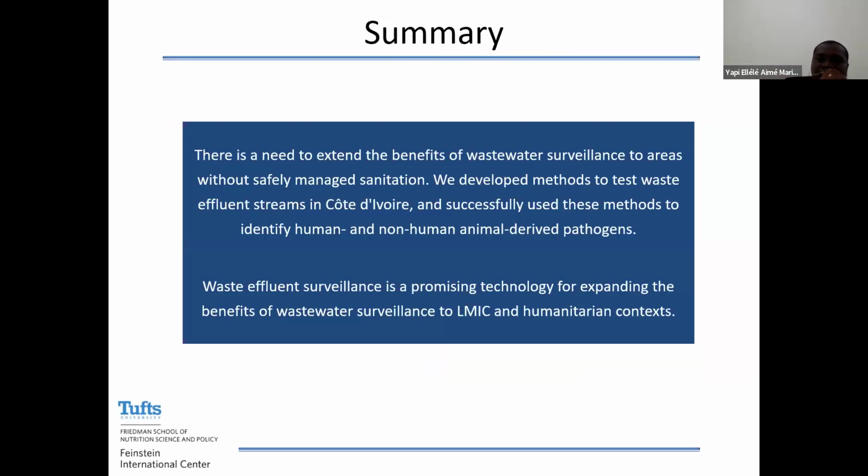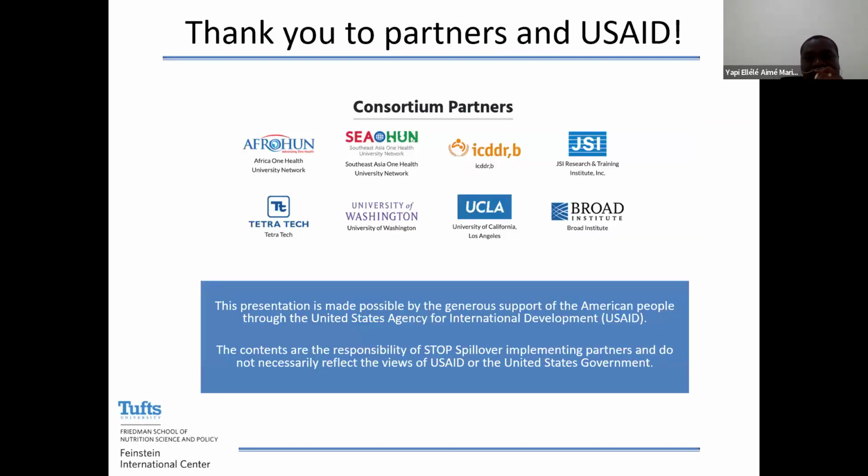To summarize, what we want to say is there is a need to extend the benefit of wastewater surveillance to areas without safely managed sanitation. We developed methods to test waste effluent streams in Côte d'Ivoire and successfully used this method to identify human and non-human animal-derived pathogens. Waste effluent surveillance is a promising technology for expanding the benefit of wastewater surveillance to health and humanitarian contexts.